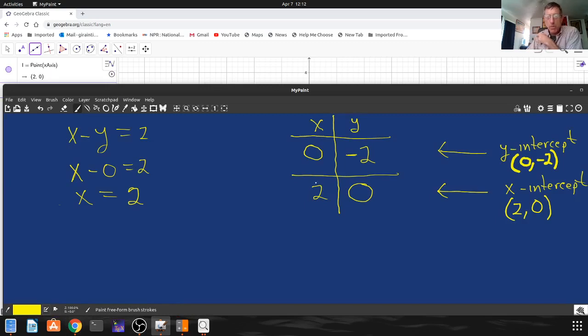So what I wanted to do is change this up just a little bit. Suppose instead of having x minus y is equal to 2, our equation was x minus y is equal to 0.